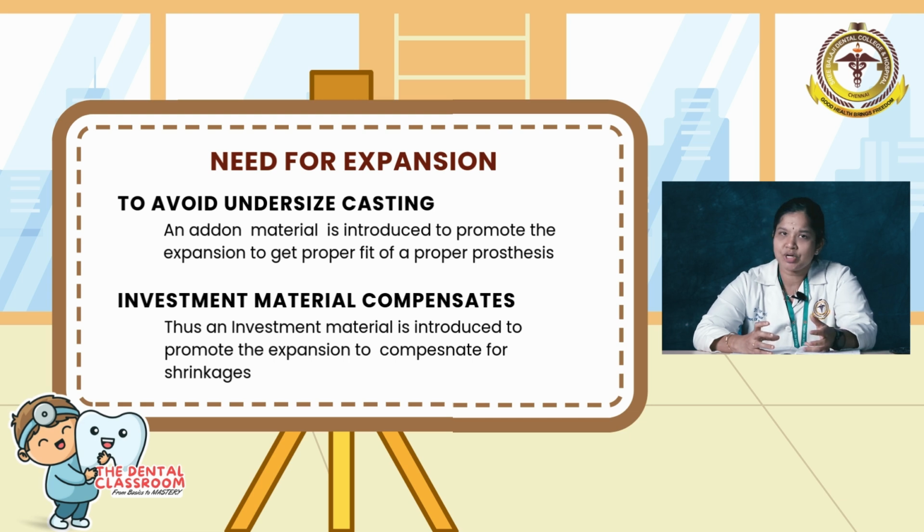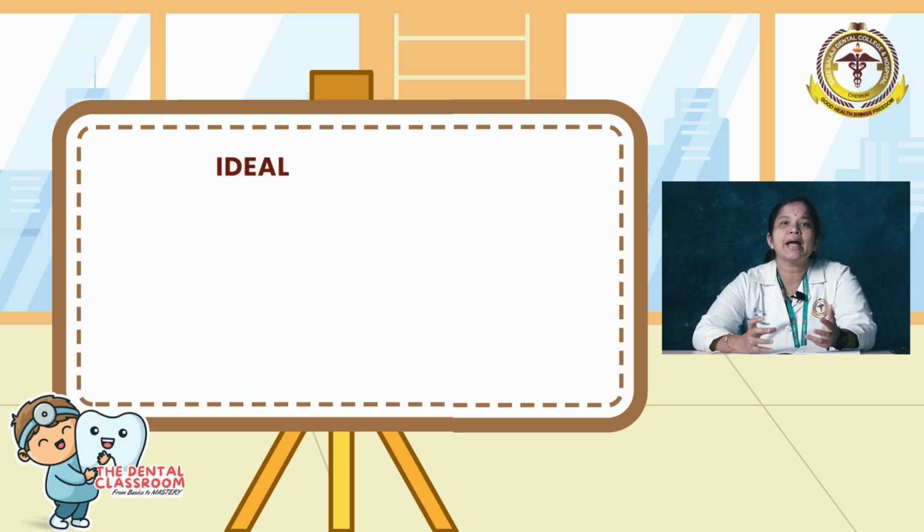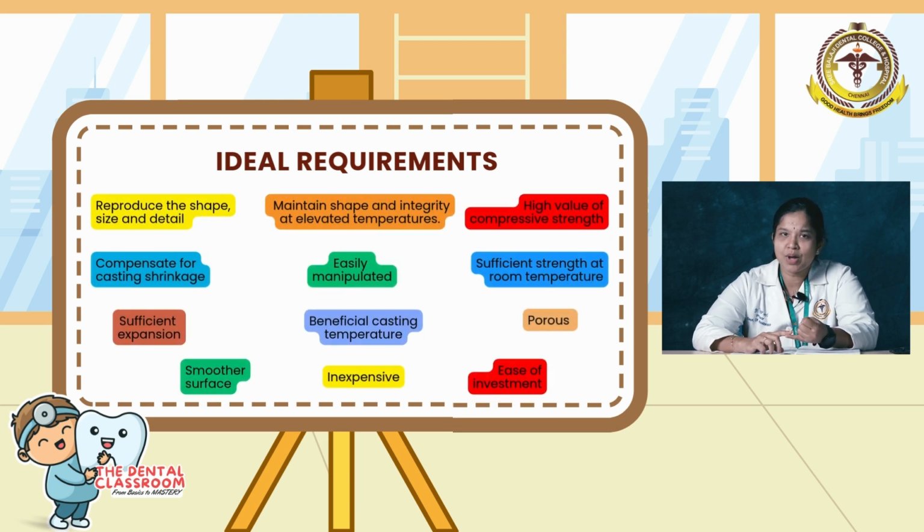Going on to the ideal requirements of an investment material. An investment material must be easy to handle. It must have an adequate working time and setting time. The most important function, it must promote all sorts of expansion, and it must be porous enough to allow free escape of gases so that your casting is smooth. It must withstand the high temperature of heated furnaces as well as the casting procedure, and most importantly, it must be cost effective.